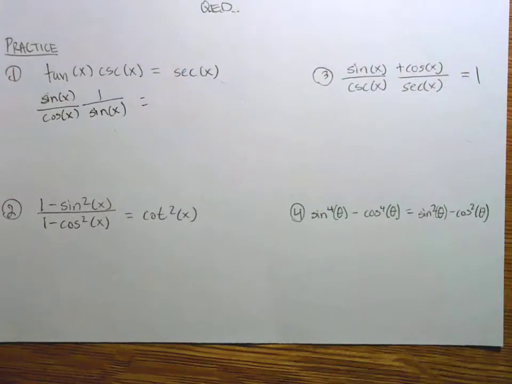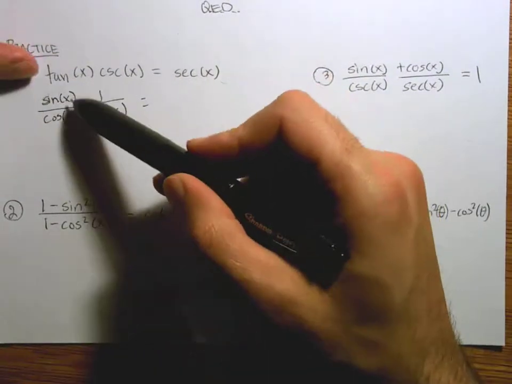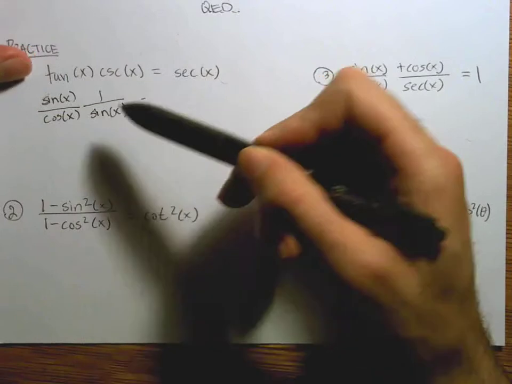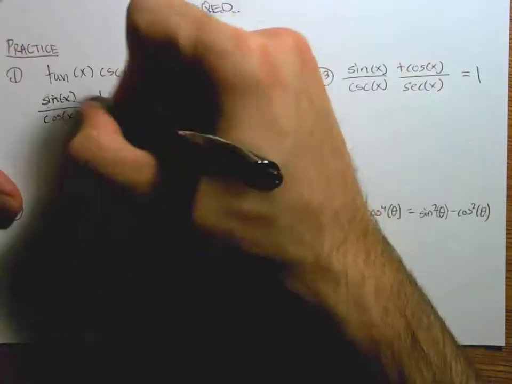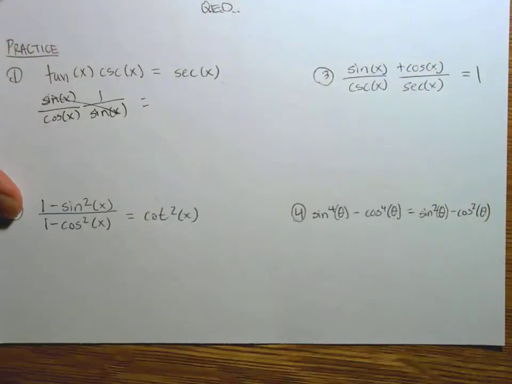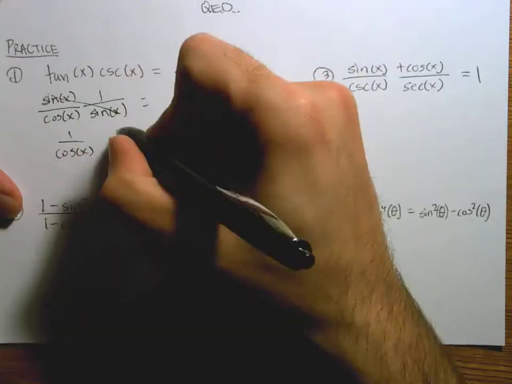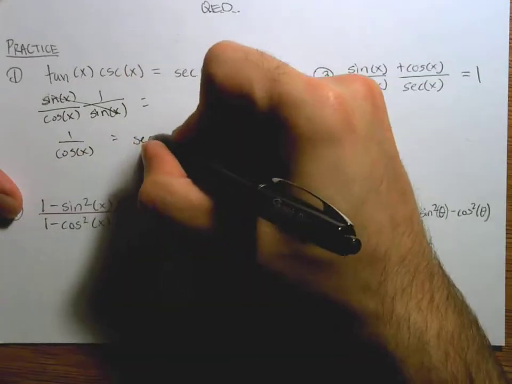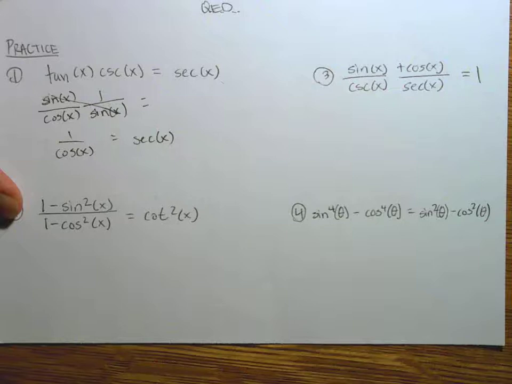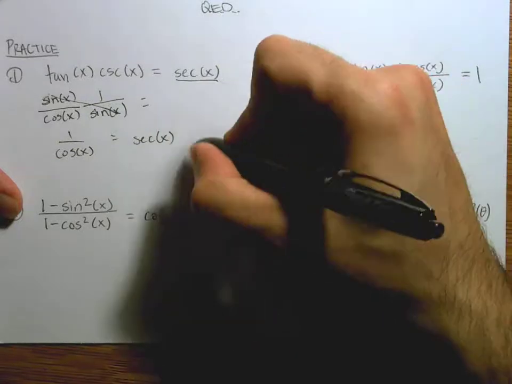Tangent is sine over cosine. Cosecant is 1 over sine. What do I see that I can do? I can cross those guys out. Now what does that equal? Well, that's 1 over cosine, which, as we know, is equal to secant. That's what I was trying to find, so I'm done.